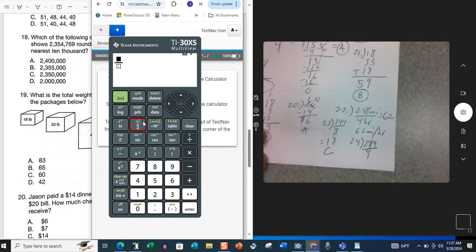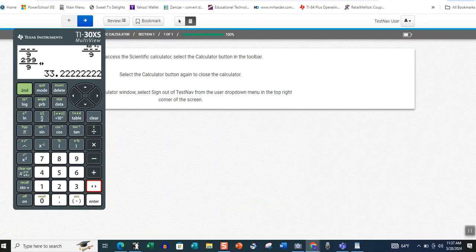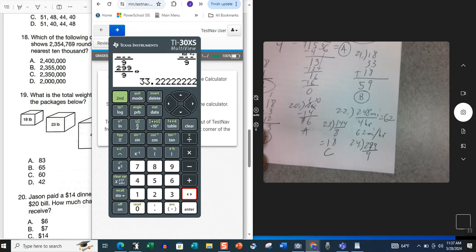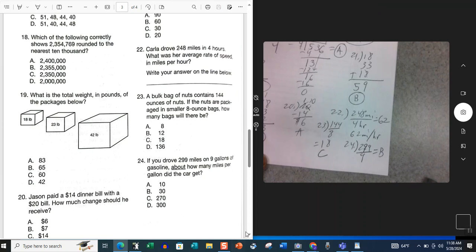So we'll press the N over D, and we'll type in 299, down arrow, the number 9, and press enter. Now, if you notice here, it gave you the fraction again, so you will hit this button here, and it'll give you the decimal. So that's about 33, a little over 33, but let's look at the answers that are given. Okay, we got 10, 30, 270, and 300. This is closest to 30, so we'll get B. So our answer here would be B, because it's closest to 30.